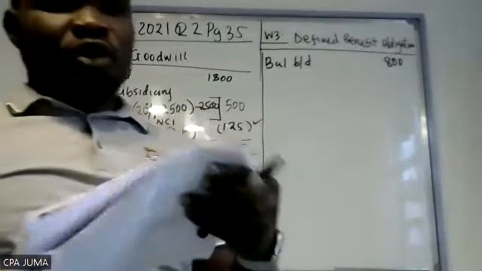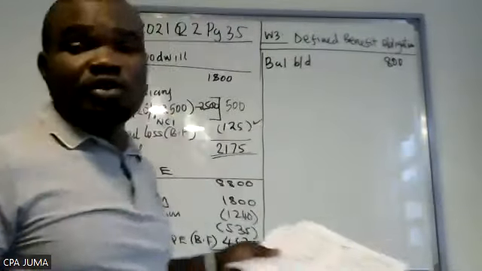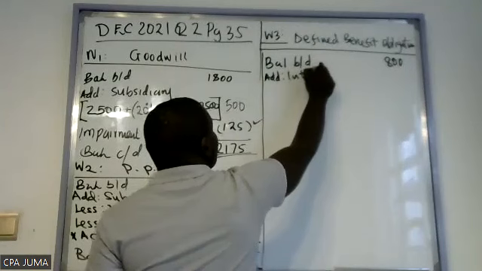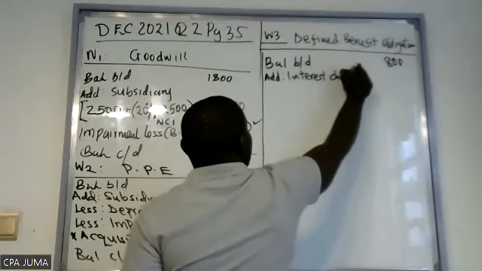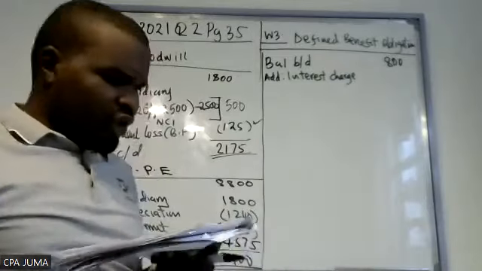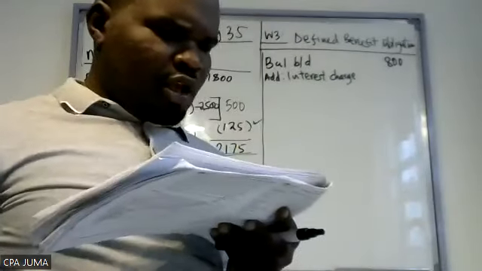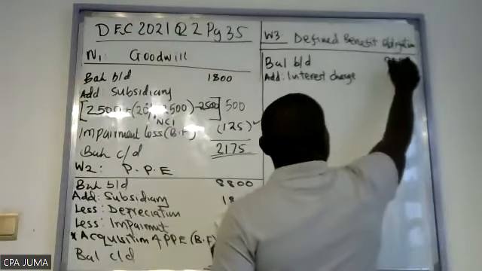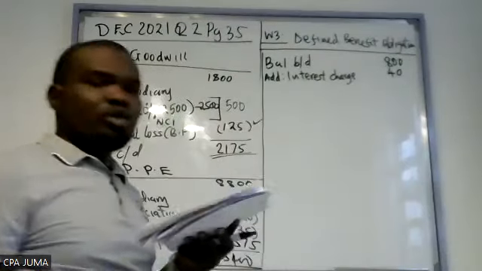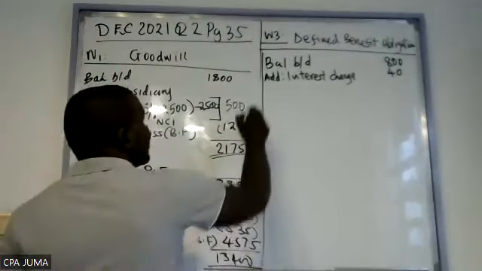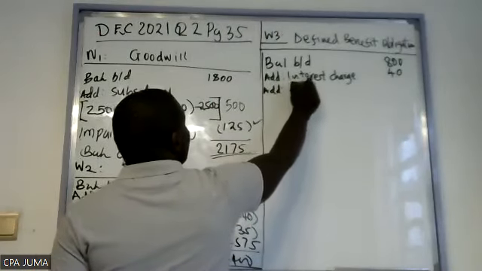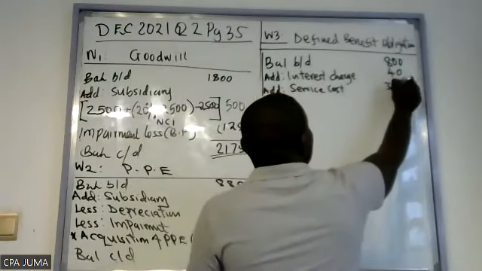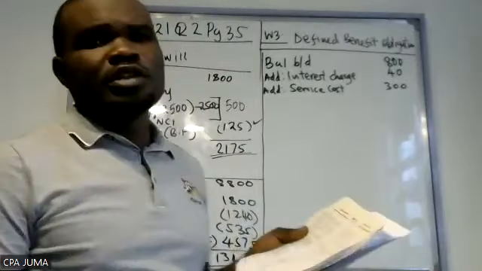Then you need to add interest. You remember the interest charge. So we go back to that note. When you read note four, you will realize the interest charge was 40, so you will add that 40. You also add the service cost component. The service cost was 300, in the same note four.